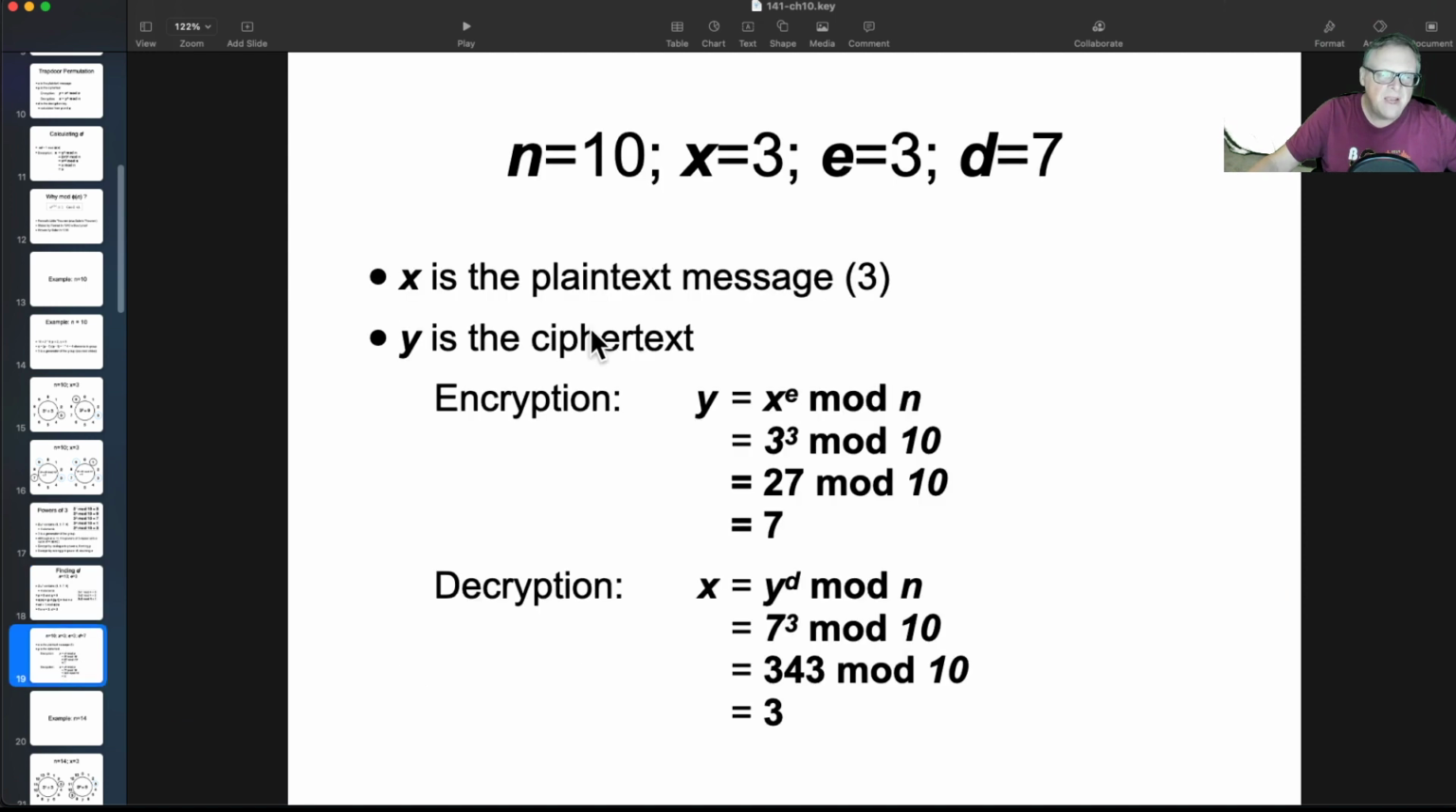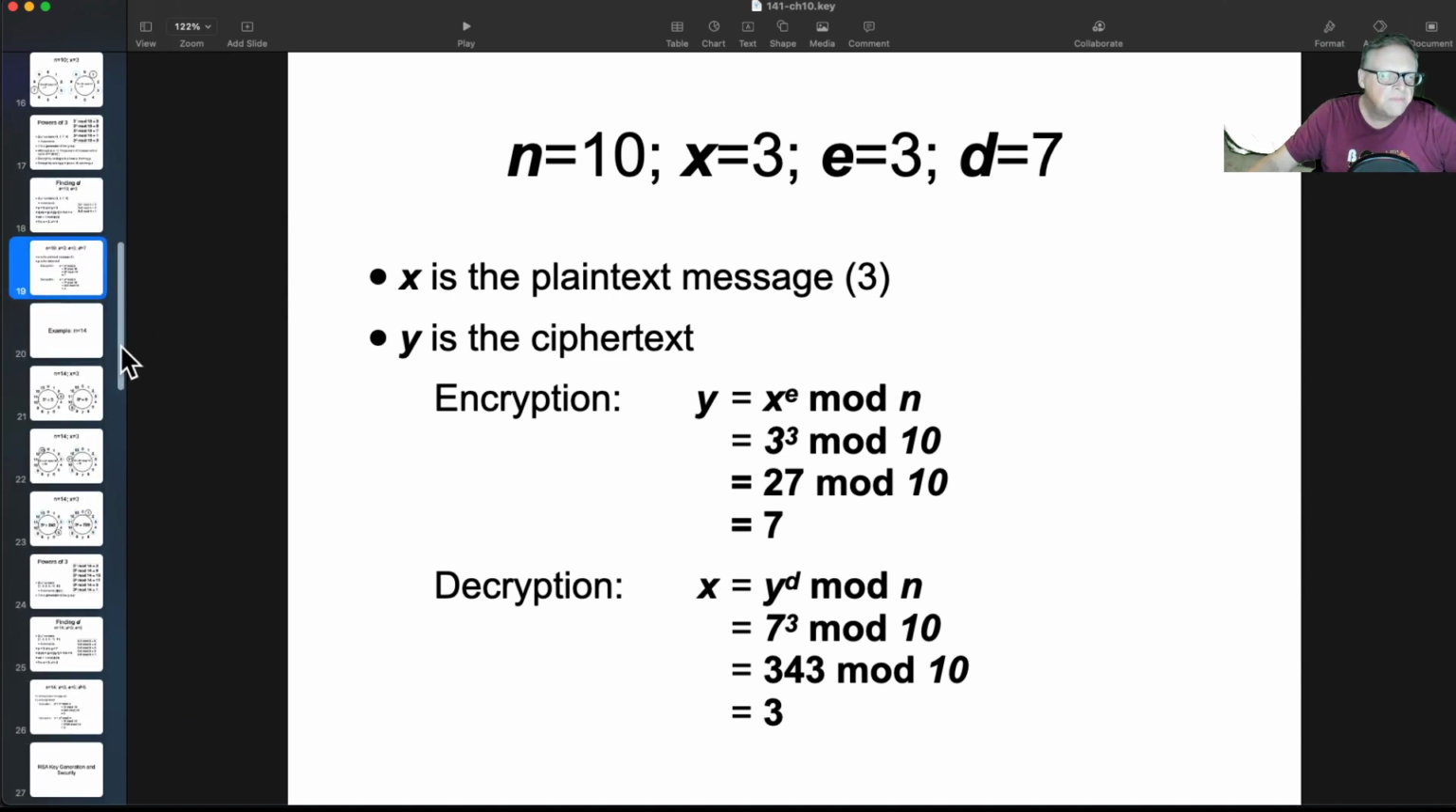So to encrypt a message, if you have a plaintext message and you make it 3, for example, you take 3 to the 3 mod 10, and that's 7. And to decrypt it, you take 7 to the 3 mod 10, and that's 3. So it works. Of course, in this small group with only 4 elements, the numbers are really small, but that shows you how it works.